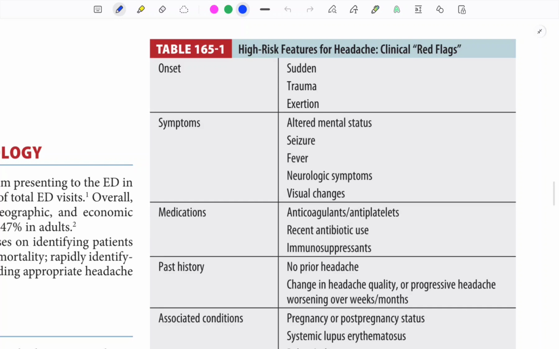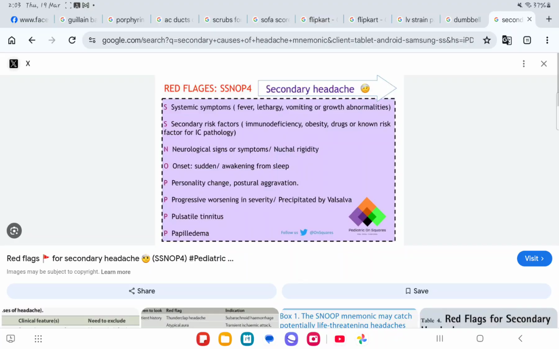What are the red flag signs of headache? You can remember it by the mnemonic SNOOP. So S two times and NOP. S is for signs and symptoms suggestive of a secondary pathology, like systemic signs and symptoms. So systemic symptoms: your fever, lethargy, vomiting.